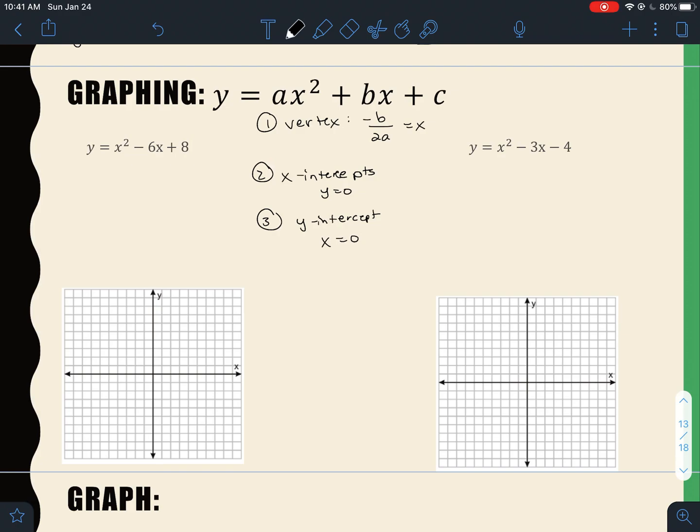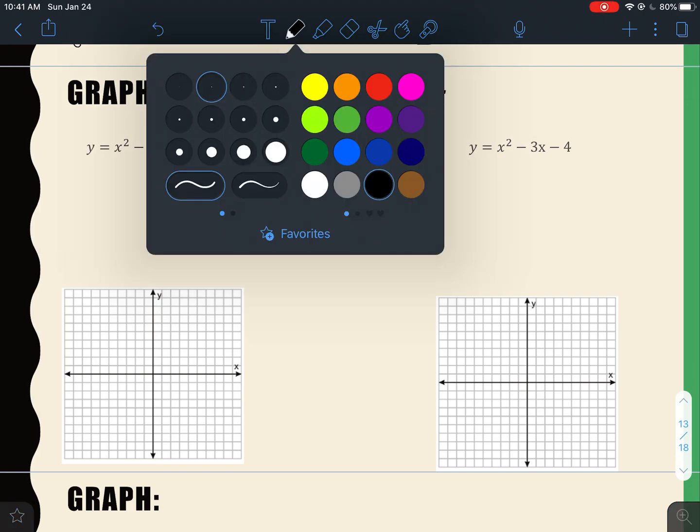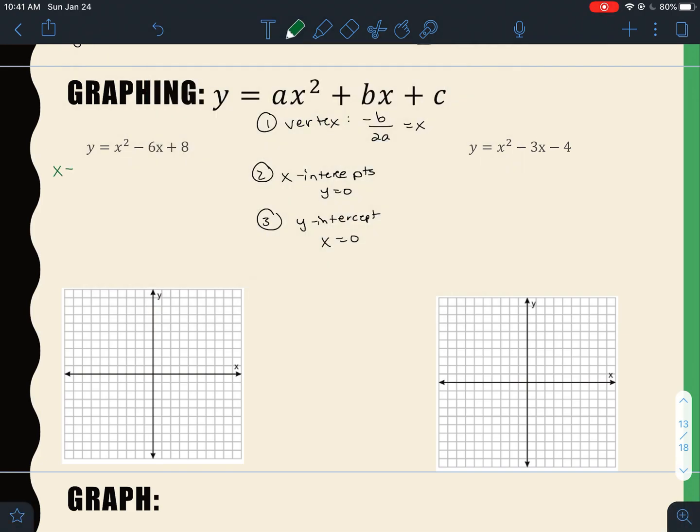So let's graph this first one, x squared minus 6x plus 8. So to find the vertex, x equals the opposite of b over 2a. So the x-coordinate for my vertex is 3. To find the y, plug 3 back in. So 3 squared minus 6 times 3 plus 8. So this would be 9 minus 18 plus 8, which would be negative 1. So my vertex is the point (3, -1).